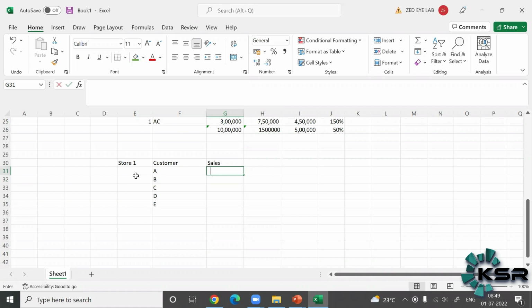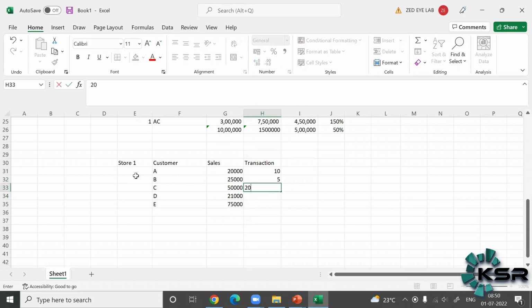Correct? So assume this customer gives me 20,000 rupees. This customer gives me 25,000 rupees. This customer gives me 5,000 rupees. This customer gives me 21,000 rupees. And this customer gives me 75,000 rupees. Okay. Now the number of transactions or visits they make in the store. This guy comes 10 times. This guy comes 5 times. This guy comes 20 times. This guy comes 10 times. This guy comes 50 times in the store in a year.